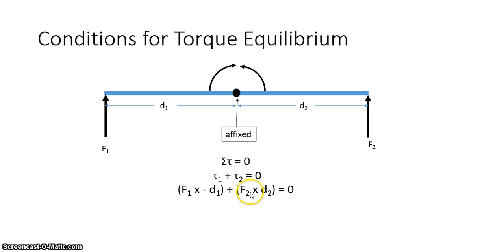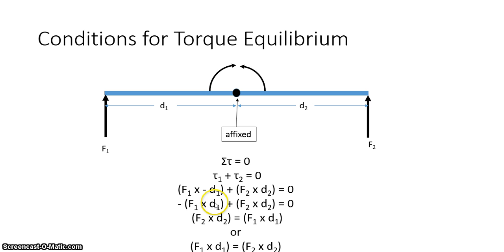And so now we add to that F2 times D2, and F2 is again in the positive direction, and D2 is in the positive x direction. And all of that should be equal to zero. So let's go back a little bit. We bring the negative sign from here out here, and we can continue to manipulate the equation so that we get F2 times D2 is equal to F1 times D1. Or flipping it around, F1 times D1 is equal to F2 times D2.